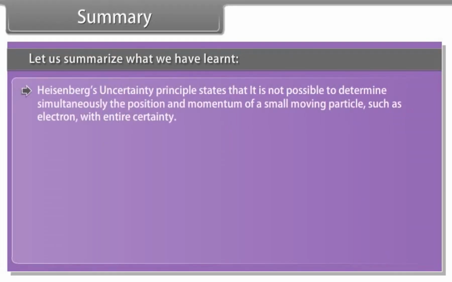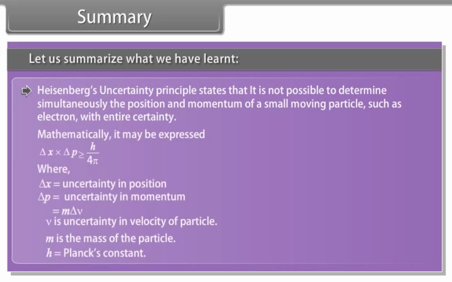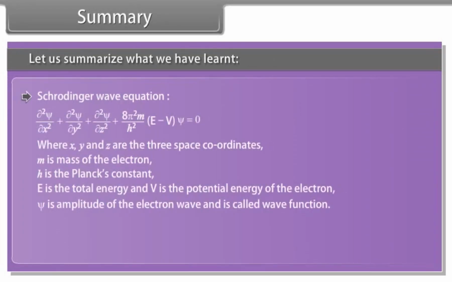Heisenberg's uncertainty principle states that it is not possible to determine simultaneously the position and momentum of a small moving particle, such as an electron, with entire certainty. Mathematically, it may be expressed as follows. Schrödinger wave equation, where x, y and z are 3 space coordinates. m is mass of electron, h is Planck's constant, E is the total energy and V is the potential energy of the electron. Psi is amplitude of the electron wave and is called wave function.